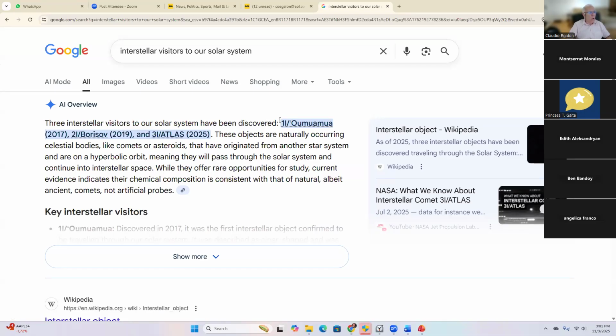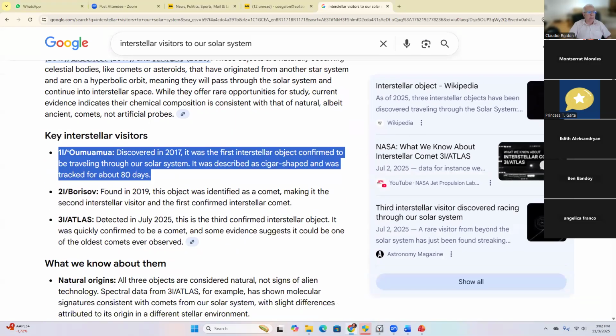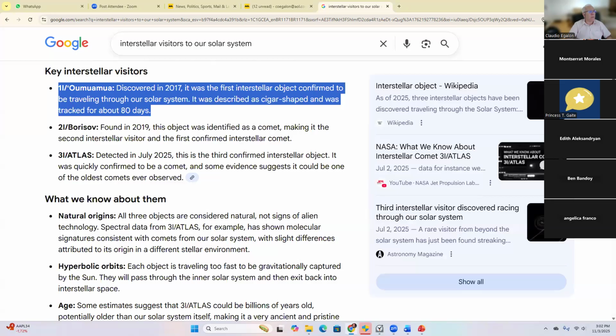How do they know those three objects were interstellar visitors? Okay, the astronomers knew that they were interstellar visitors because they could calculate their orbit, and they found out that their orbit was either a parabolic one or a hyperbolic one. And they did that using Newton's law of universal gravitation. Okay, here you go. Oumuamua discovered 2017. It was the first interstellar object confirmed to be traveling through our solar system. It was described as cigar-shaped and was tracked for about 80 days only.